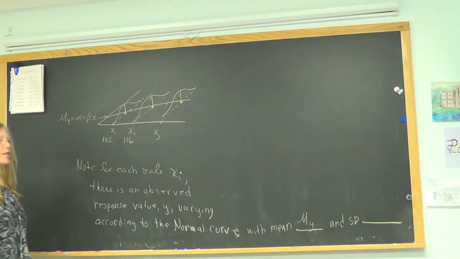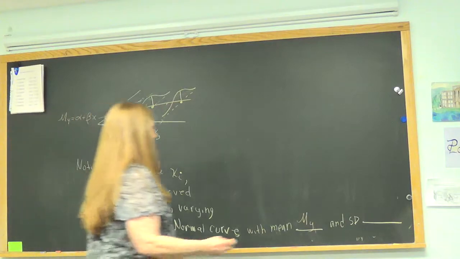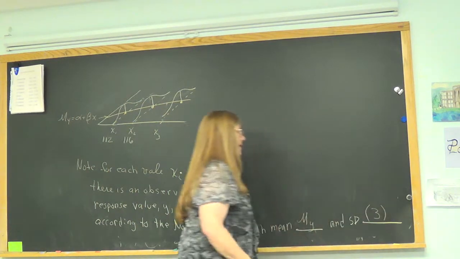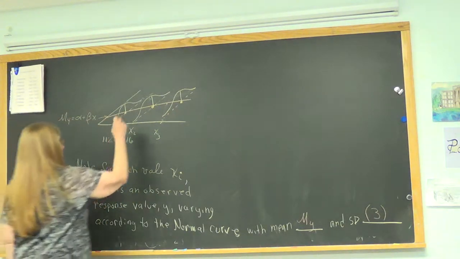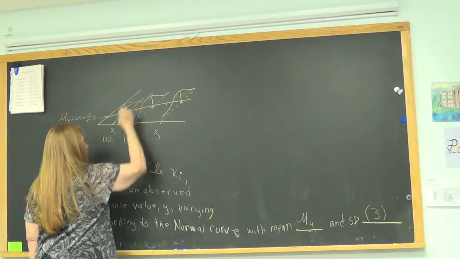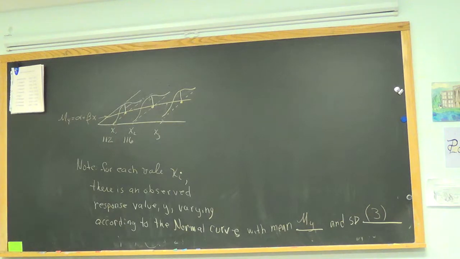And the standard deviation, we can't be so specific. We just know that the standard deviation is the same. So let's say that the standard deviation is, put it in parentheses, that tells you it's not always going to be 3, but for our purposes, let's say it's 3. So I'm going to draw it in on each of these. Remember, the standard deviation is from the mean to that first change in curvature.